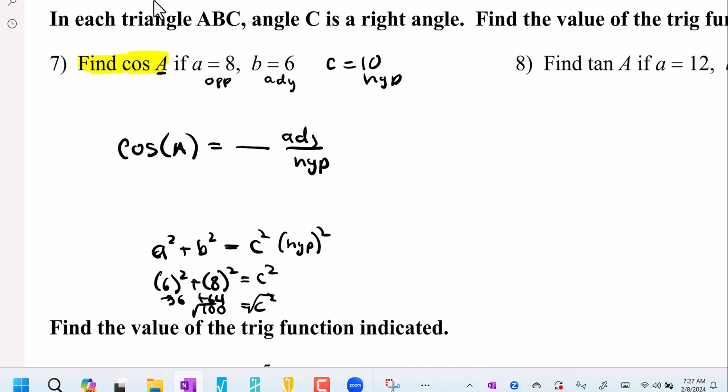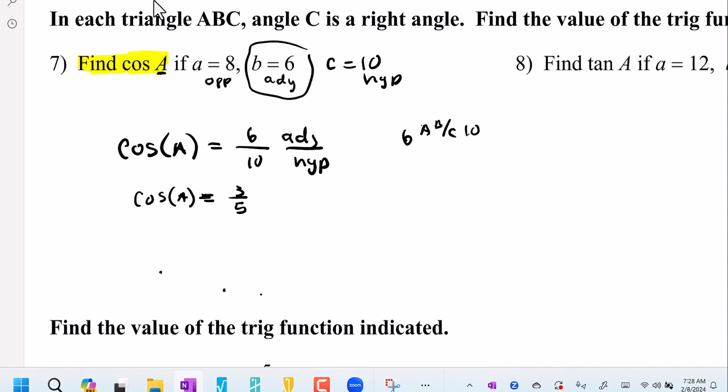So now we just fill in the information. The adjacent side is 6. The hypotenuse side is 10. However, because that's a fraction that you can reduce, you can type in 6, the ABC button, 10, enter, or they both just have a 2 in common. That's the easiest way, I think. 6 divided by 2 is 3. 10 divided by 2 is 5. So 3/5.